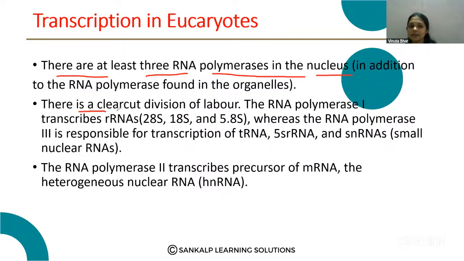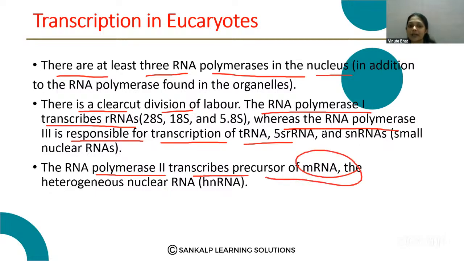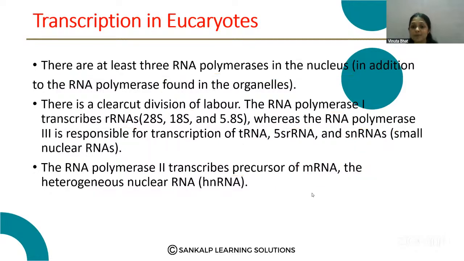There is a clear-cut division of labor. The RNA polymerase 1 transcribes the rRNAs, the RNA polymerase 3 is responsible for the transcription of tRNA, and the RNA polymerase 2 transcribes the precursor mRNA, that is the heterogeneous nuclear hnRNA. So here 3 polymerases, RNA polymerase 1, 2 and 3, are involved. Okay, in prokaryotes there was a single RNA polymerase, but here 3 types of RNA polymerase are involved.